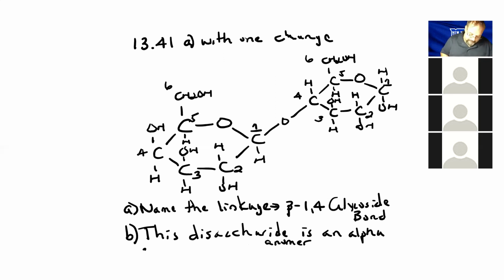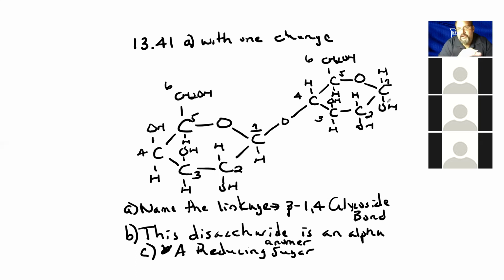So letter C would be, is this a reducing sugar? And the answer is yes. This disaccharide is a reducing sugar. And again, the answer comes based on the fact that you have a free OH group on an anomeric carbon. It tells us that this disaccharide is a reducing sugar.